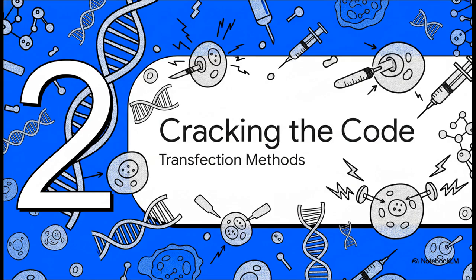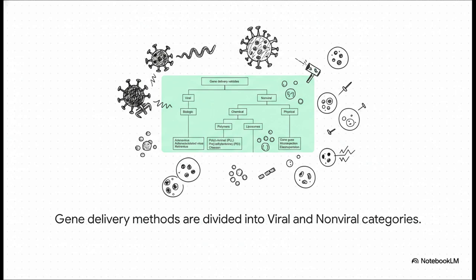So, the big question is, how? How do scientists actually pull this off? Well, they've developed this absolutely incredible toolkit to get the job done. Broadly speaking, there are two main approaches. You can use viruses. They're nature's original experts at smuggling genetic code into cells, right? Or you can go the non-viral route, which uses either chemistry or just raw physical force. And today, we're going to zero in on a couple of those amazing physical tools.